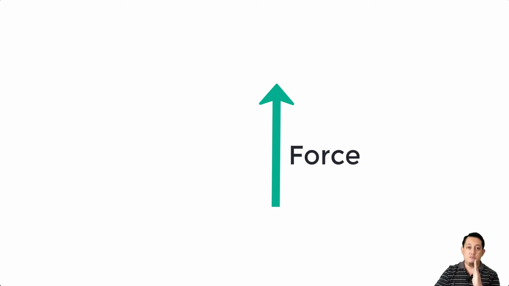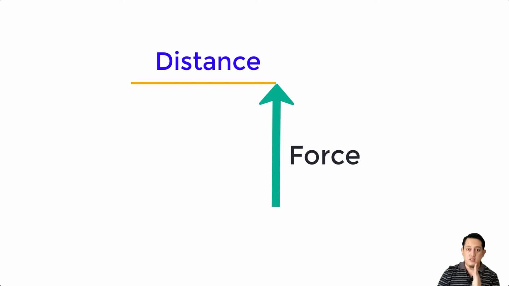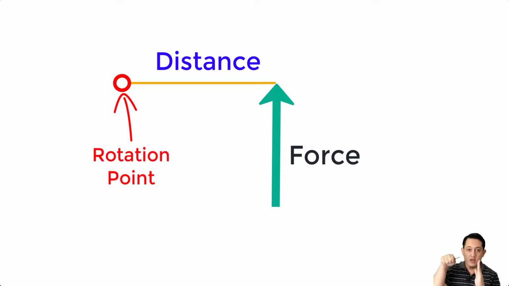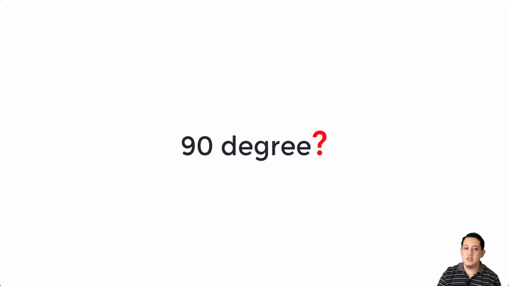If you want to calculate moment in 2D, you need to make sure that the force must be perpendicular to the distance. If this is a force and this is the rotation point, you need to make sure the force and the distance are at 90 degrees. But for moment in 3D, no need for you to consider 90 degrees. You can use whatever distance and whatever force.